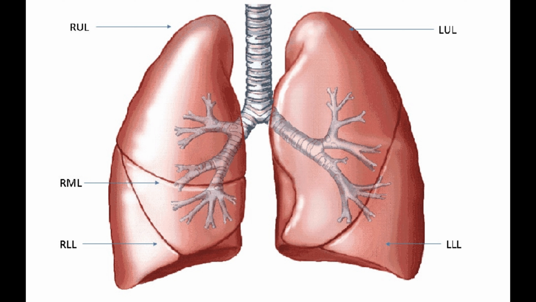The right middle lobe. The right middle lobe of the lung is located between the right upper and lower lobes. Situated laterally in the chest, its function is to facilitate gas exchange by providing a surface area for oxygen to enter the blood and carbon dioxide to be expelled.